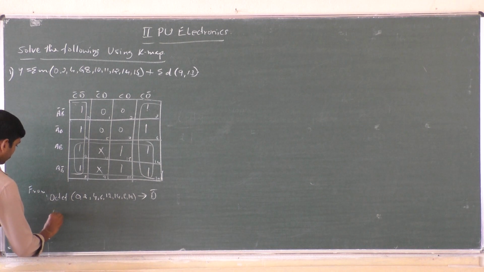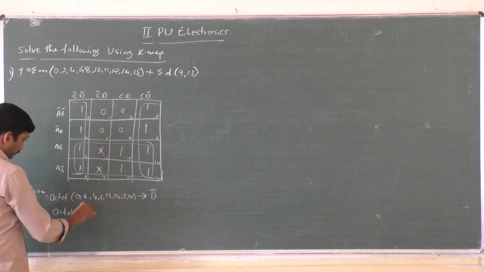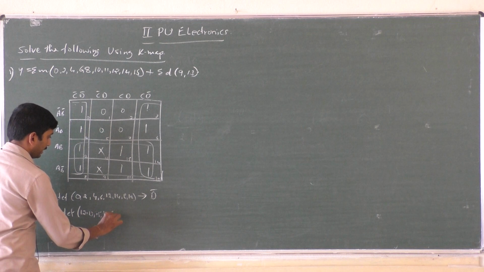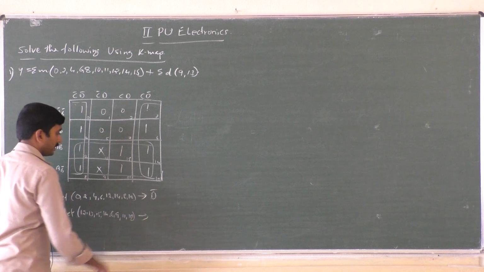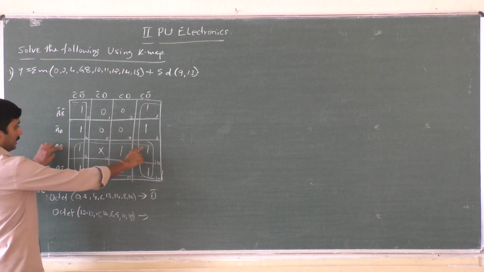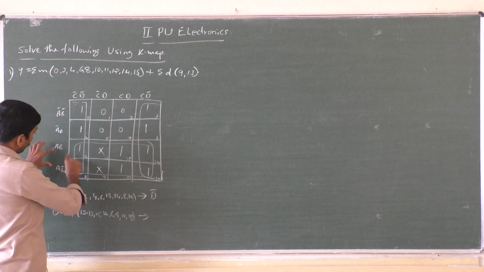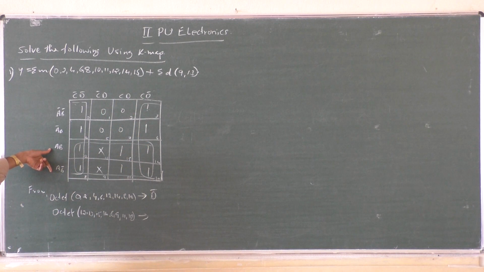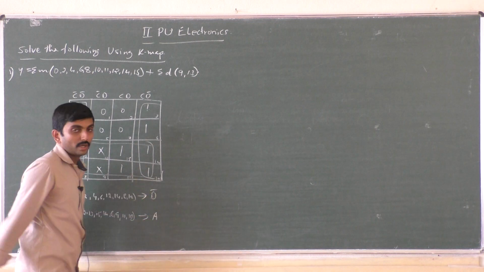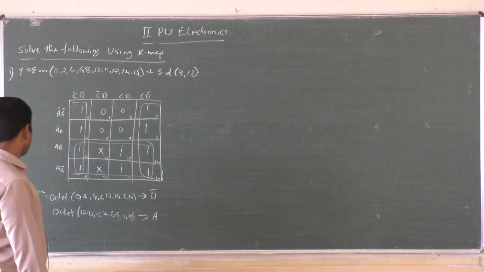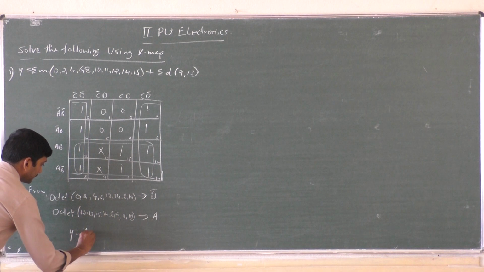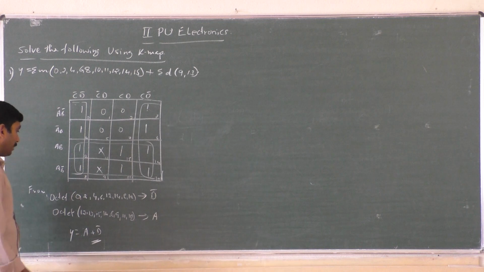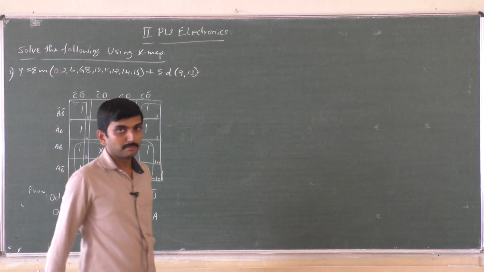Next, the other octet: cells 12, 13, 15, 14, 8, 9, 11, 10. Only 2 rows are utilized and all columns are utilized. After comparing these 2 row variables, the common term is A, and no column variables remain; B is eliminated. So we get the final equation Y equals A plus D bar. A plus D bar or D bar plus A, both are the same, both give the same output. It is only the summation of 2 variables.